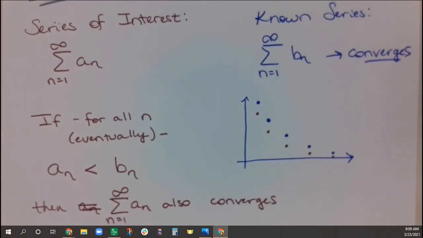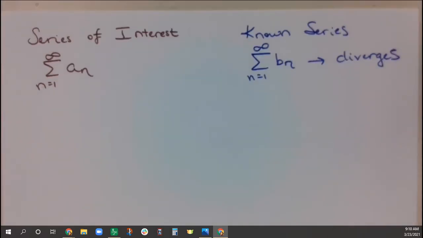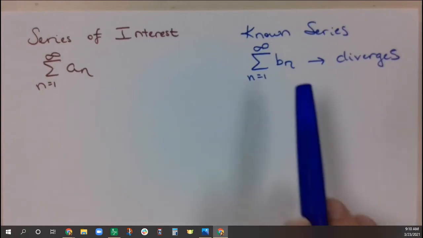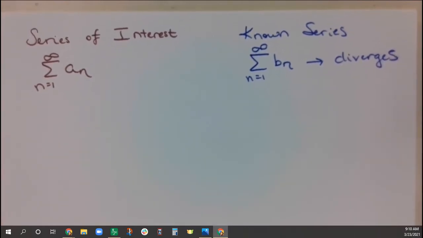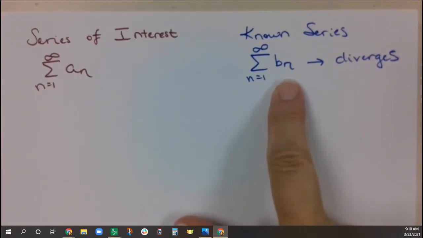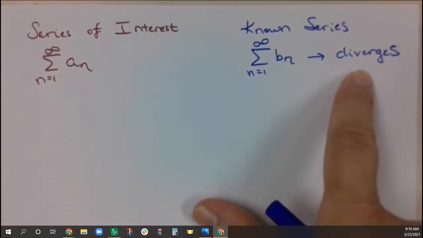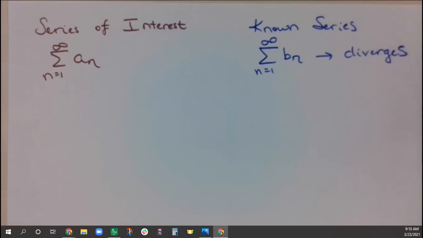Now let's consider kind of the opposite of that. Let's imagine that our known series B sub n diverges. So I have a series of interest A sub n, and I have a known series B sub n that diverges. So if a series diverges, that could mean several things. It could mean that the terms are increasing, which in that case, they're not approaching zero, and we would just say it diverges by the nth term test.